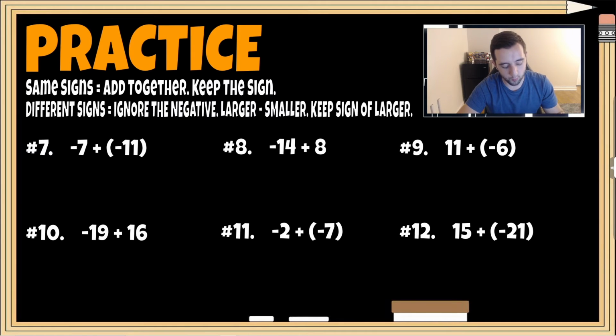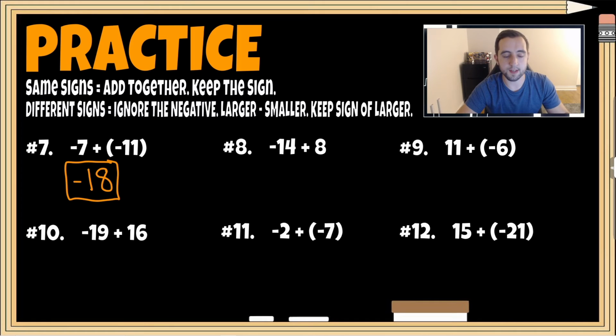So for number 7, we have same signs. So simply add them together. 7 plus 11 is 18. Then we have to keep the sign the exact same. They were both negative, so my final answer should also be negative. So I get -18 for number 7.